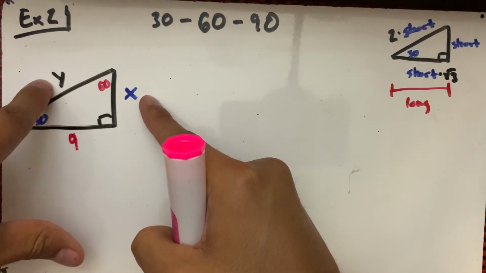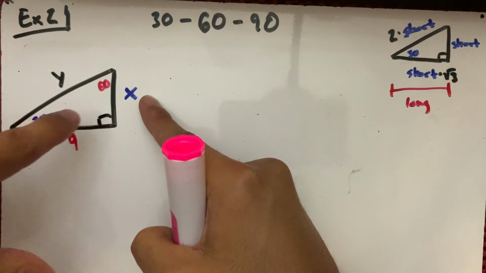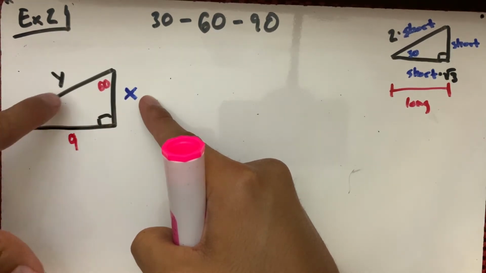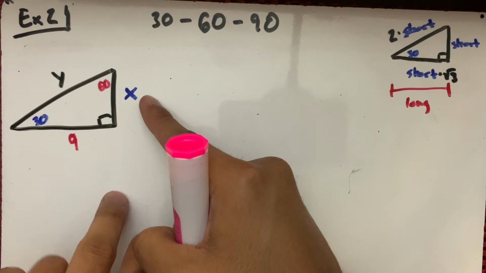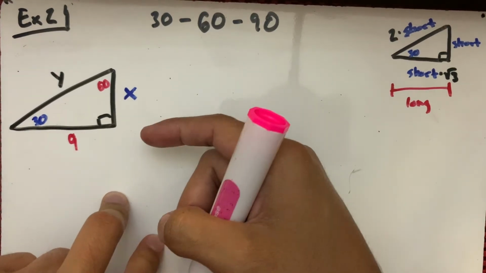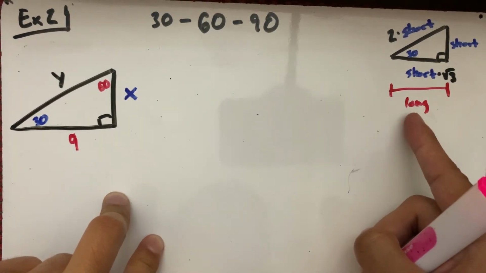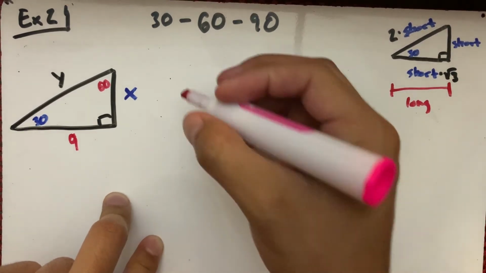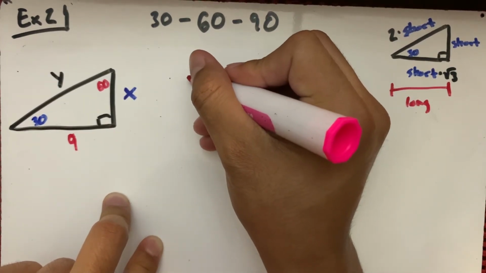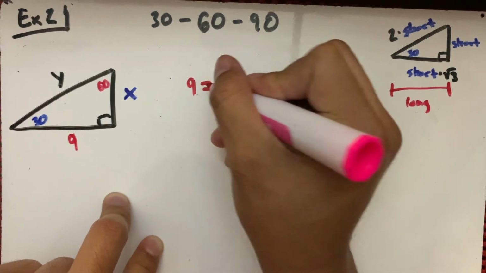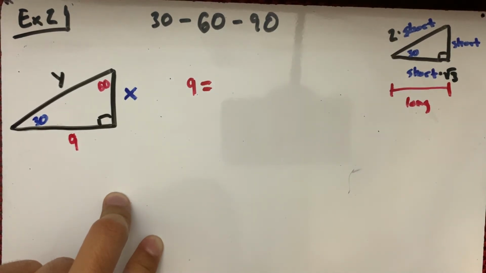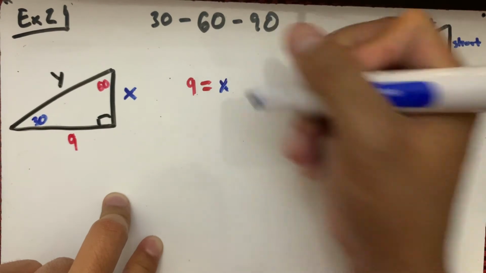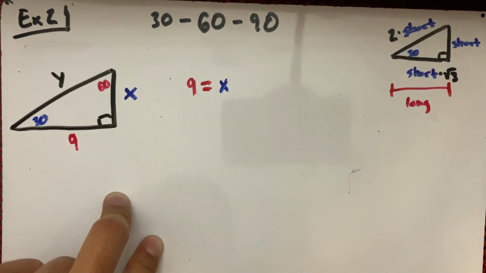All right, we know this is the hypotenuse because it's opposite the right angle. We know this is the short side because it's opposite of the 30-degree angle. And the way we're going to go about this is we know the long side is equal to the short side times the square root of 3. So it's going to be long, which is 9, equals the short, which we don't know what it is, times the square root of 3.